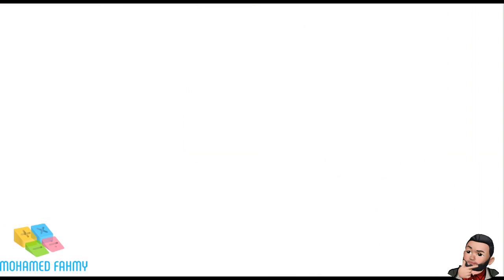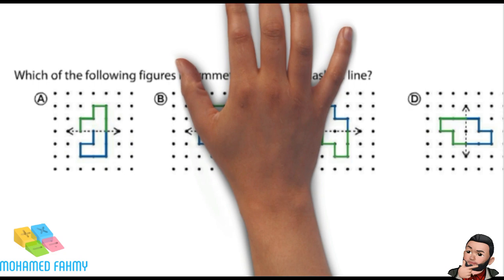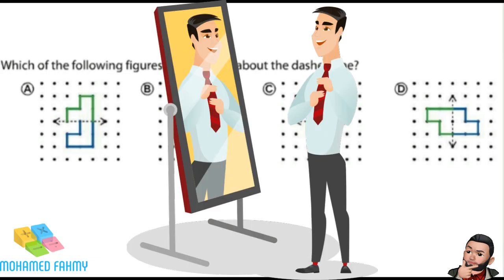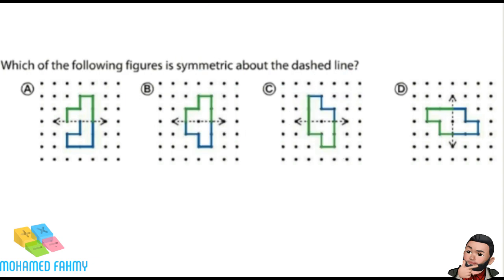The last question, which of the following figures is symmetric about the dashed line? When you solve this question, remember when you stand in front of the mirror, how can you see yourself? You will see your image opposite to you. For example, the image of your face will be opposite to your face. So you should imagine this case when you stand in front of the mirror.